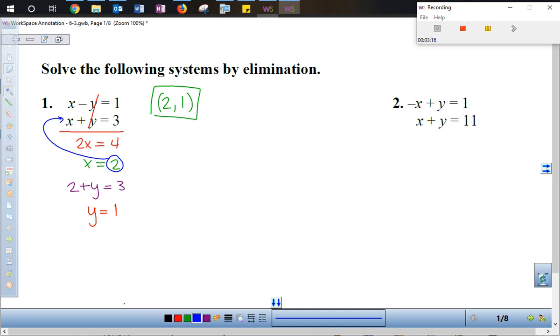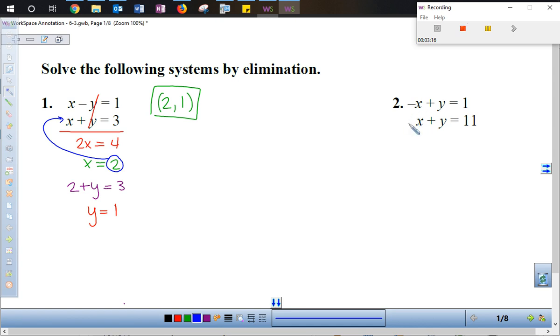Alright, let's try it again on number 2. We first want to make sure everything is lined up and good to go. So I have x's on top of x's, y's on top of y's, equal signs on top of equal signs, and constants on top of constants. So if I add them together, I want to make sure one of the variables disappears. So let's start with the x's. They both have the same coefficient. I have a 1 and a 1, and they have different signs.